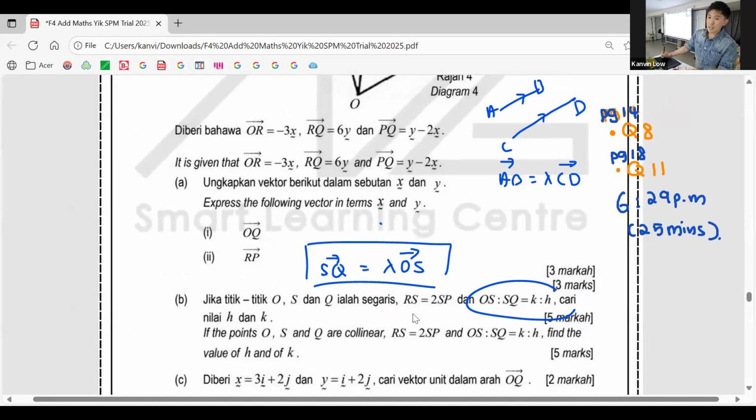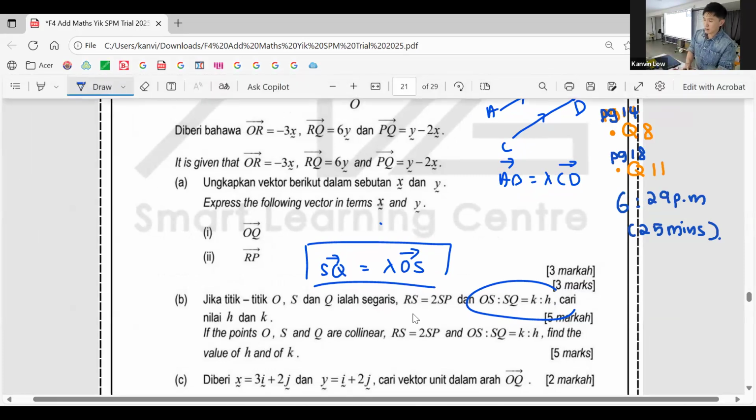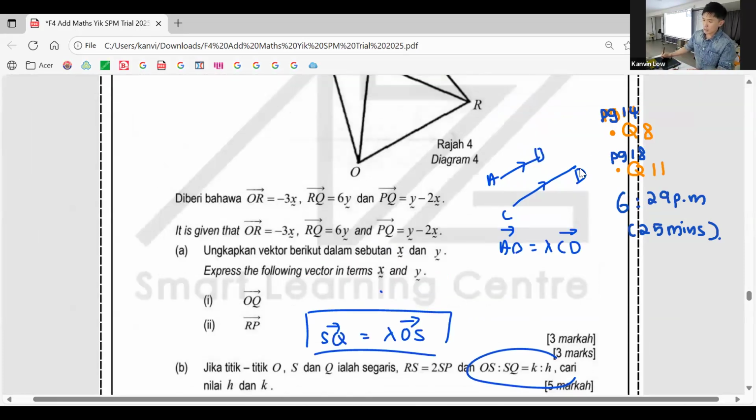The lambda over here is representing the magnitude. For example, if this is vector A, this will be vector A as well, but it will not be exactly 1A. It might be 2A or 3A or 4A. So the lambda is representing this value.